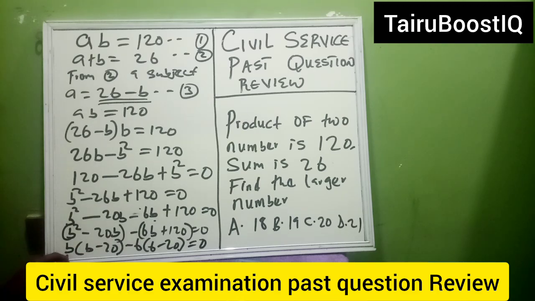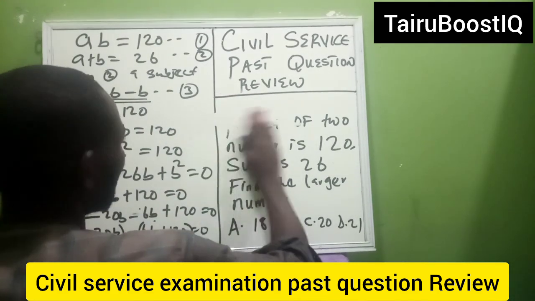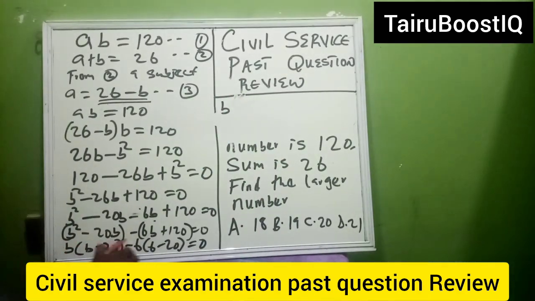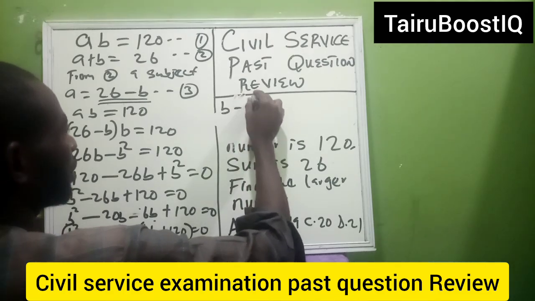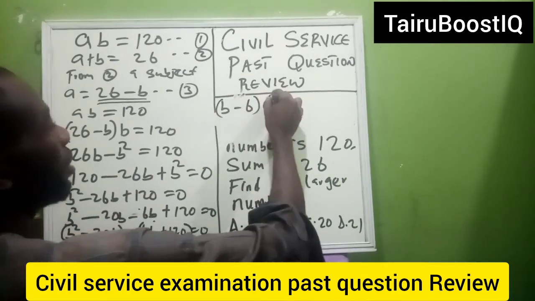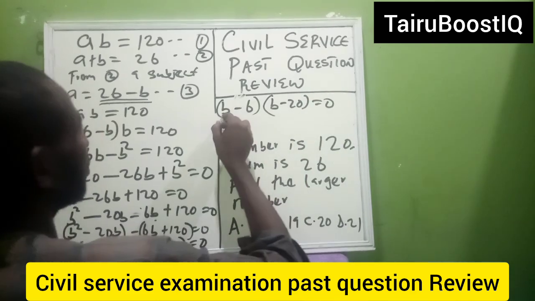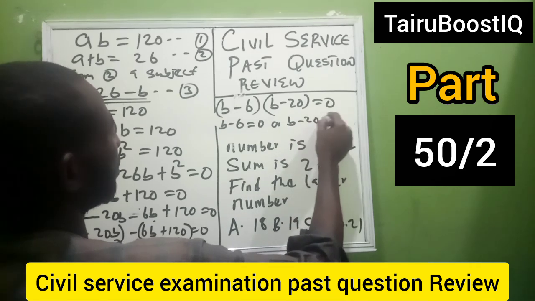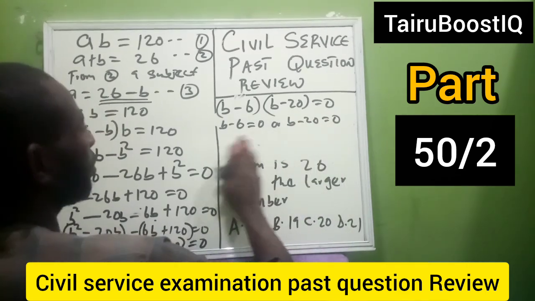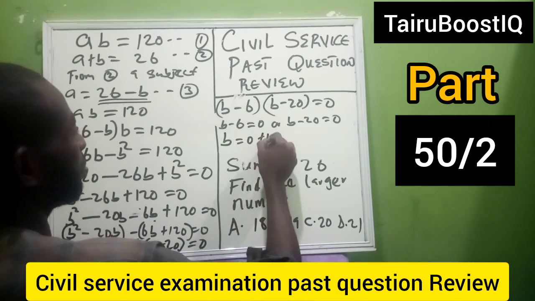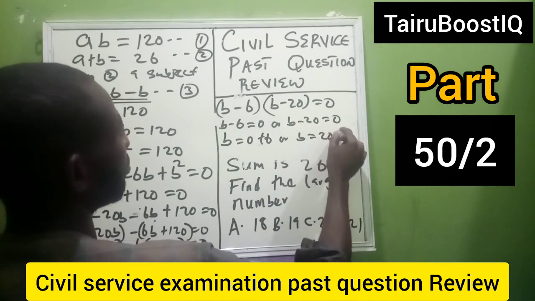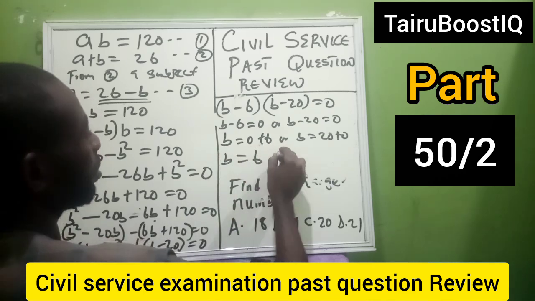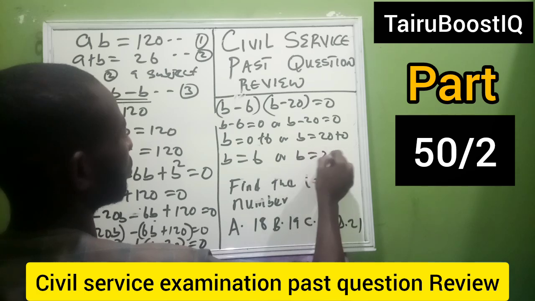So by looking at this equation now, we are going to pick B minus 6, and we'll pick B minus 20 equals 0. So to get B, we can say B minus 6 is equal to 0, or B minus 20 is equal to 0. So at this point, B is equal to 0 plus 6, or B is equal to 20 plus 0. So B is equal to 6, or B is equal to 20.